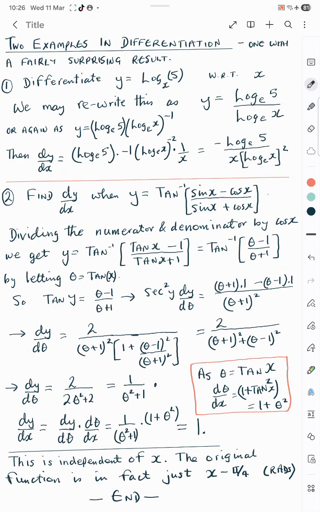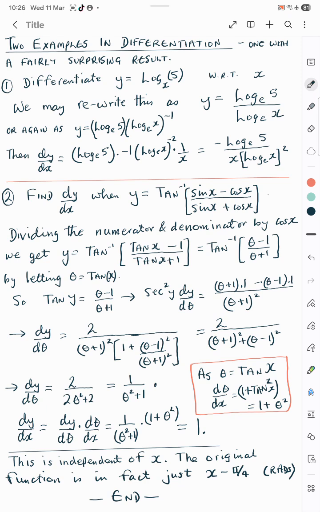We first rewrite the right hand side as y equals log to base e 5 over log to base e x. That's just using some basic results from logarithmic theory. Or again as y equals log to base e 5 times (log to base e x) to the power minus 1. That makes the differentiation quite straightforward.